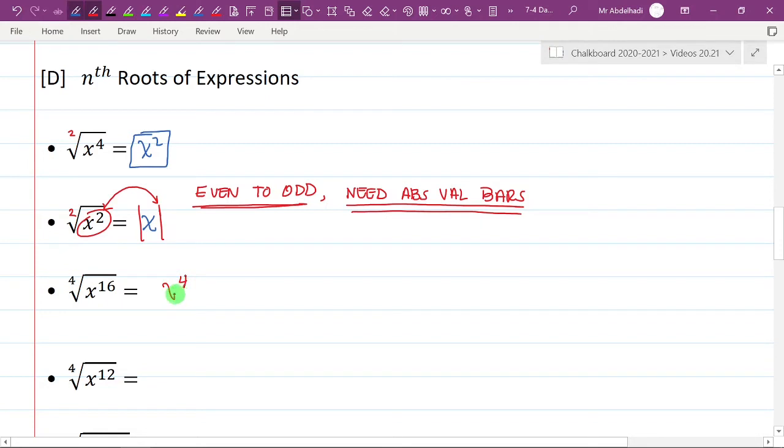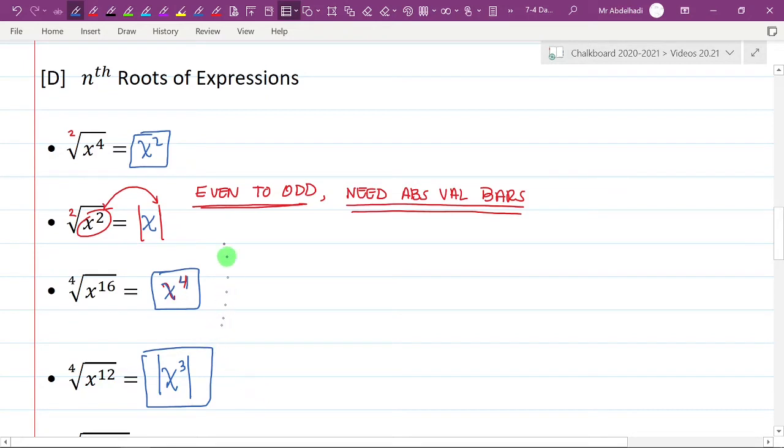Now, look at it. X to the fourth. Did we go from even to odd? No, we didn't. We went from even to even, so box your answer. There's no bars necessary. However, for this one, this is going to be 12 divided by 4, which is 3, so we get x to the third. We went from an even power, where the negative would be disguised, to an odd power, where the negative wouldn't be disguised. And because we went from even to odd, we do need absolute value bars around this answer. Otherwise, it does not work. When you go from an even power to an odd power, after taking a root like this, you must use absolute value bars.